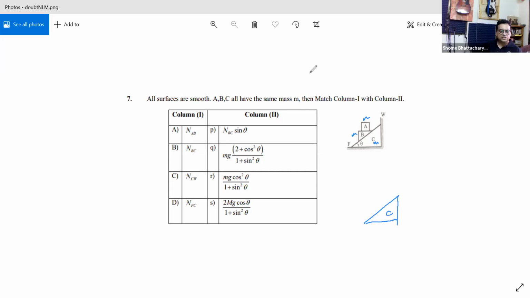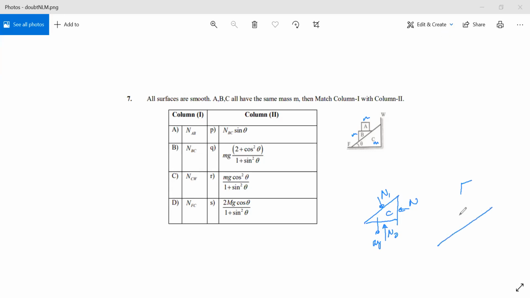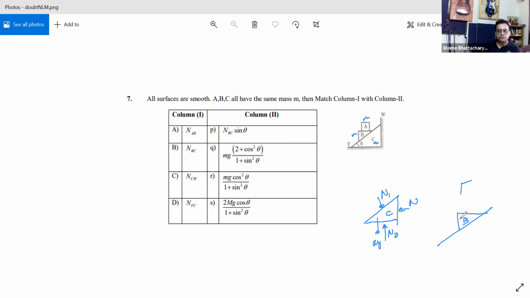Yes, C should remain stationary because B will be applying some normal reaction like this. Let's say that is N1. The wall will apply some normal reaction, the ground will apply some normal reaction, and its weight and all these things will get balanced. Now, what do you expect for the block B? Block B will accelerate down the wedge. Yes. So block B's direction of motion will be down the wedge like this.